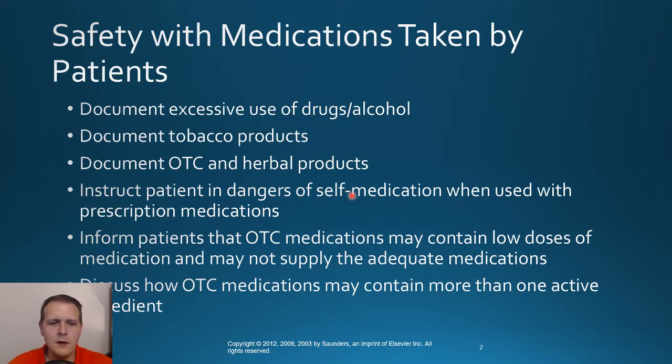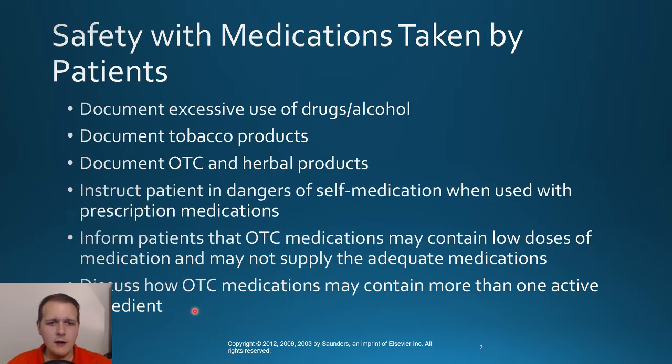So that's really important. And to make sure we're also informing them about OTC medications and how the doses may differ. And so they may not supply an adequate amount of medication for what they need here. A good example of this is like ibuprofen or Motrin over the counter is only 200 milligram tablets, whereas with prescription strength, we'd be giving like 800 milligram tablets potentially. Okay. And then also let them know that OTC medications can also contain more than one active ingredient.